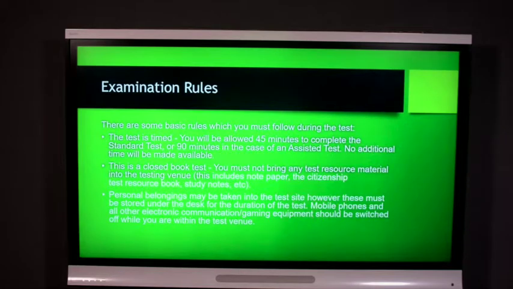These are some basic rules which must be followed during the test. Apart from the time factor, these are not too dissimilar to university test requirements.